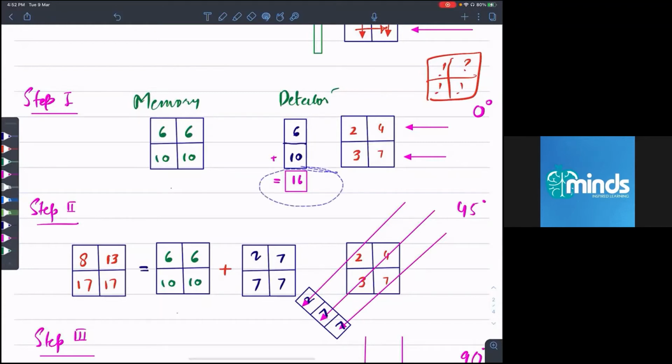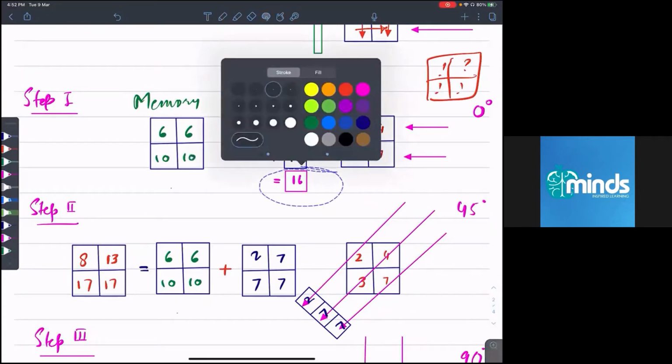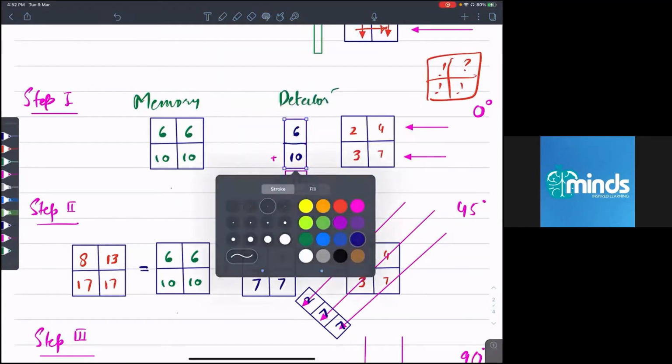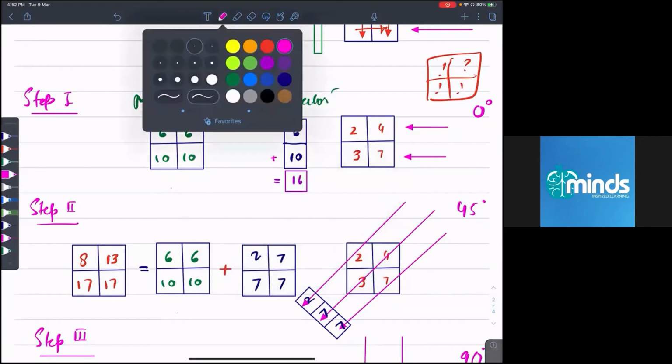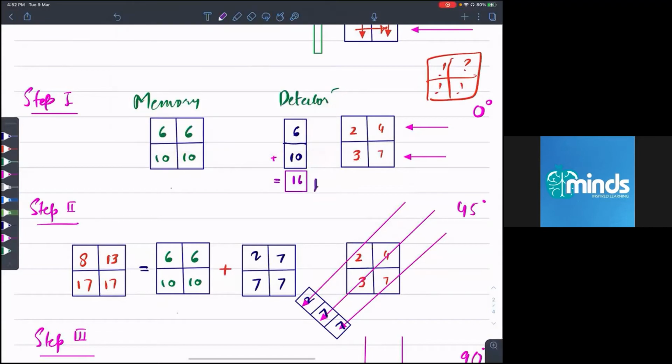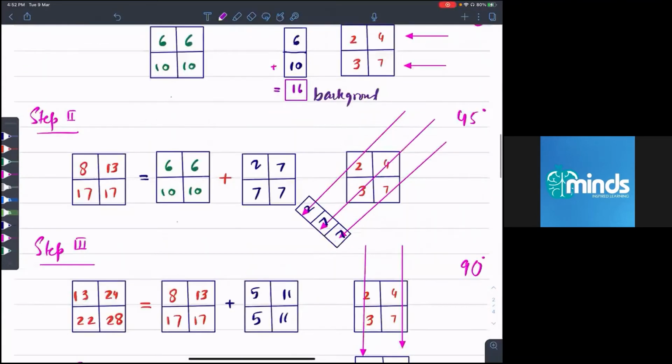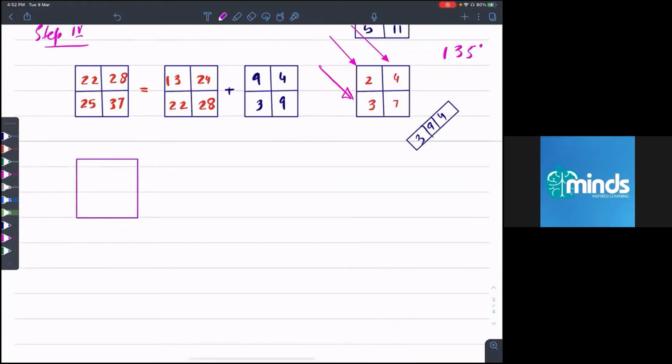Okay, let me do one thing. Change the color of it. This 16 is known as background. And how do we use this background? Now see, the background voxel is like this, because we have only one digit, which is equal to 16. So it means that all the cells should be 16 in each.